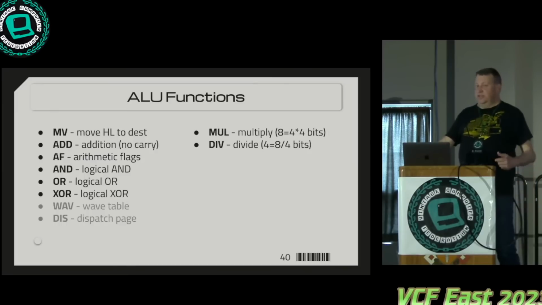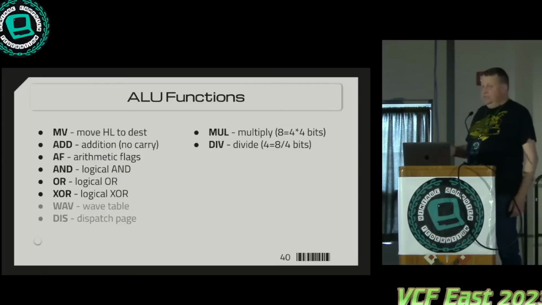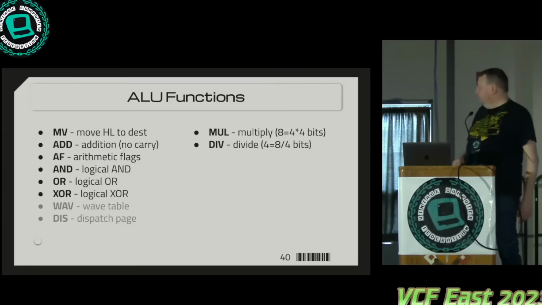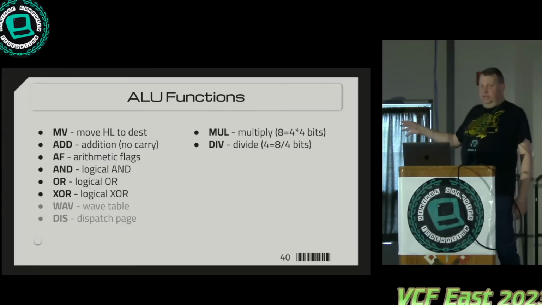There's a multiply and divide, but it's really just nibble wide. So the multiply is really like multiplying two nibbles together and giving an 8-bit result. The divide is taking an 8-bit value and then dividing it by a nibble to give you a nibble. And so that fits very neatly in that 8x4 structure.